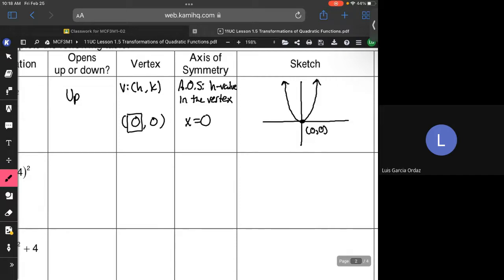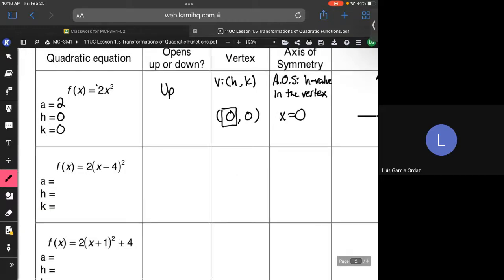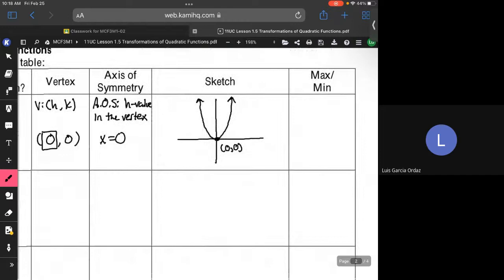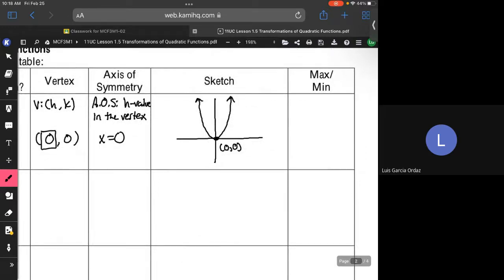Yep. No, it's not because the x and y value is 0. It's because of this guy over here. That's why it's stretched, because there's a 2 in front of my x. And then do I have a maximum or a minimum? Minimum. So I have a minimum at my vertex, which is 0, 0. Why is it a minimum? Because there's a bottom. Does it go below this? No, right? So that's why we have a minimum. So 0, 0 is my minimum.